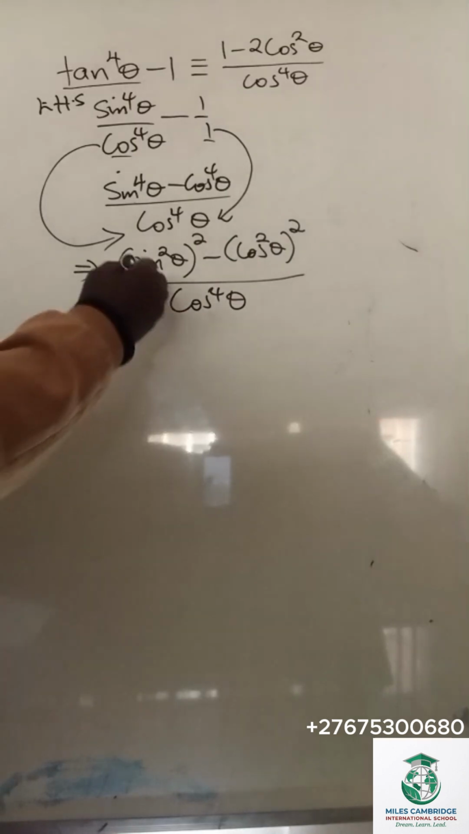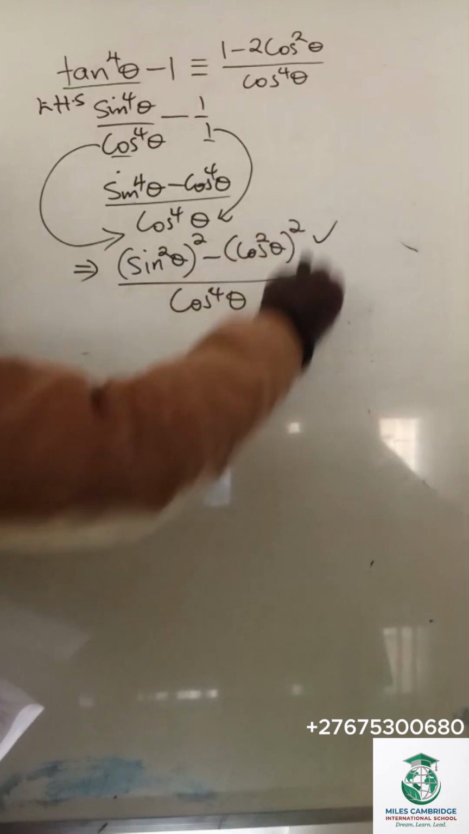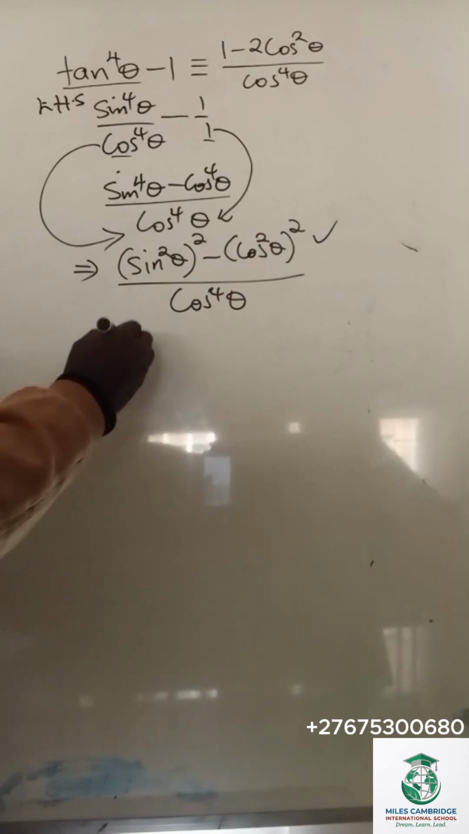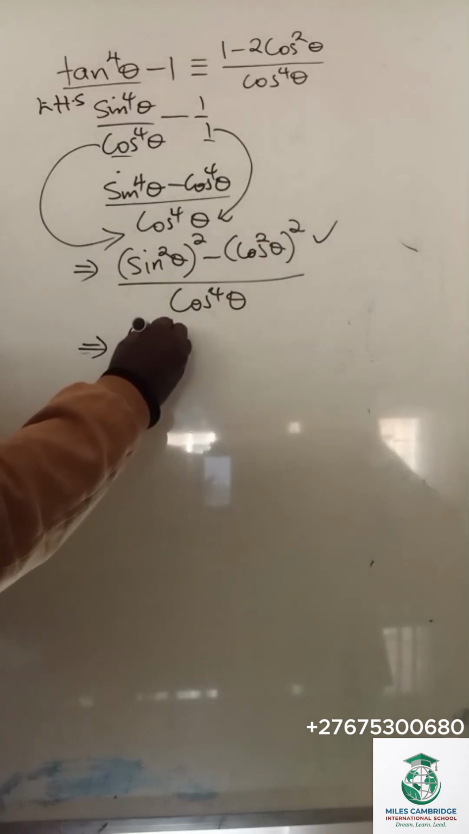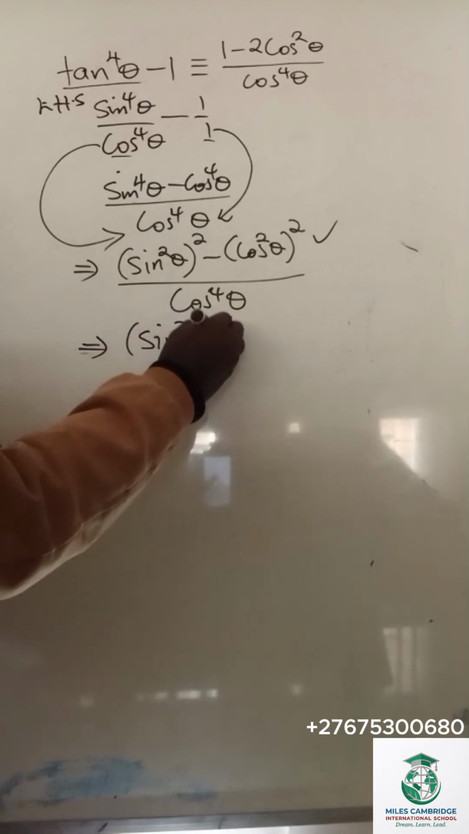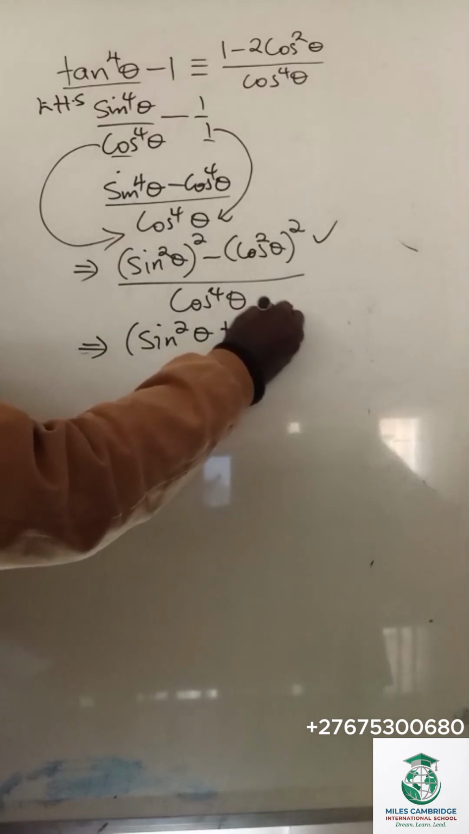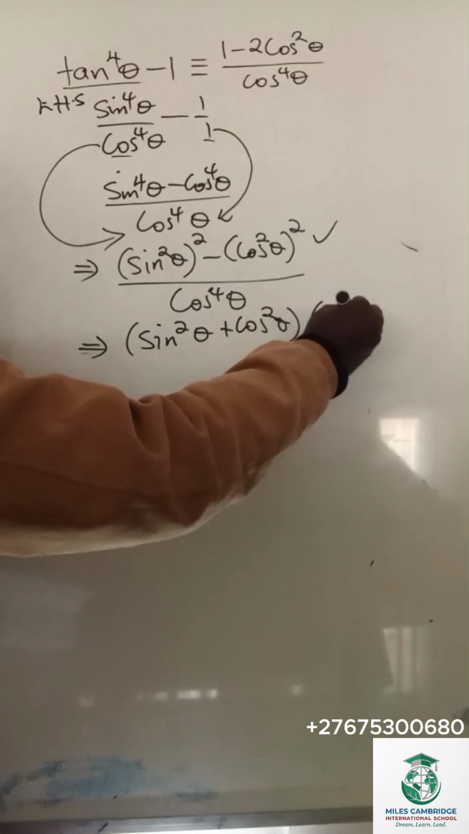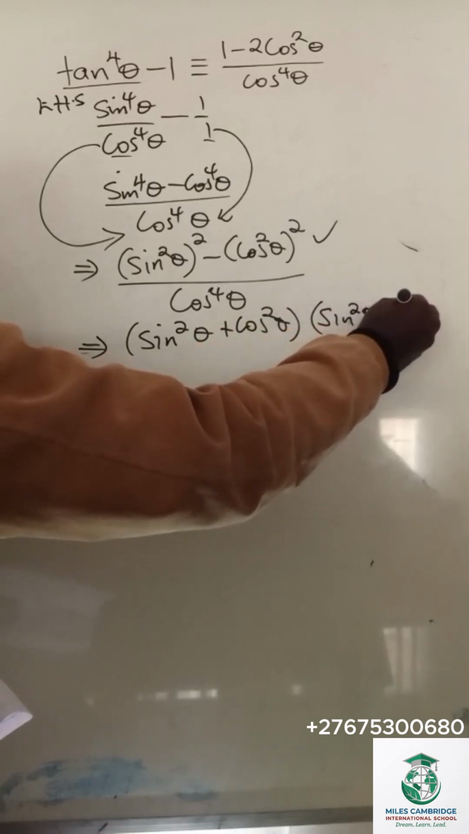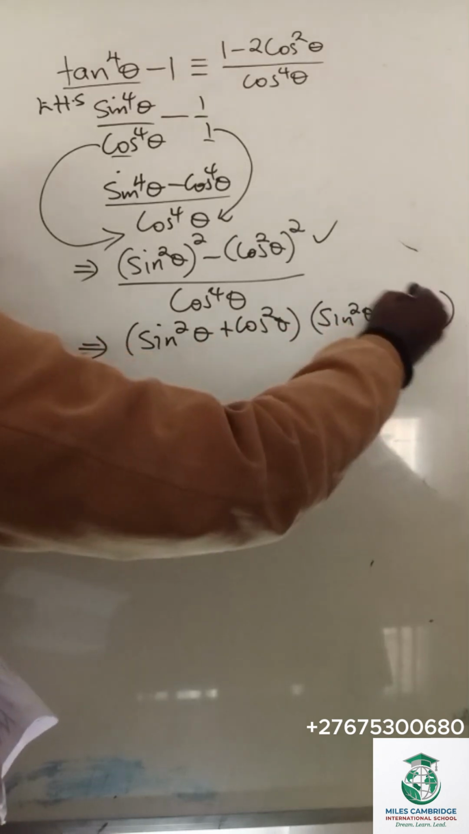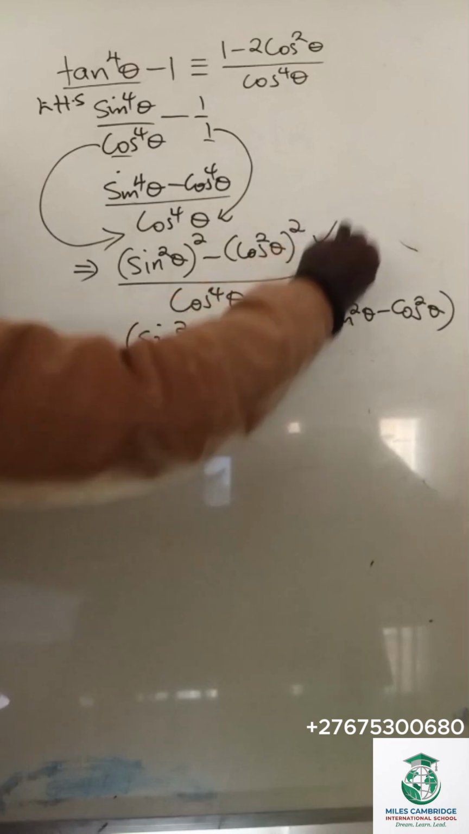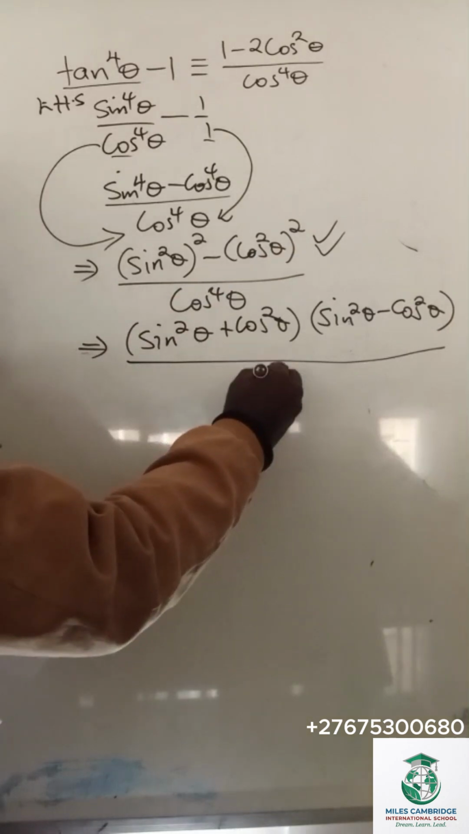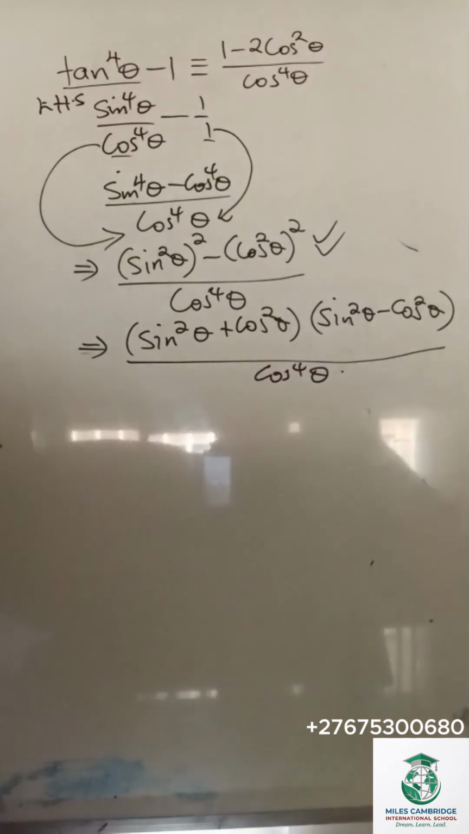Now, what do we have in the numerator? We apply difference of two squares. So when we factorize that, what is it going to give us in the numerator? It's going to give us (sin²θ + cos²θ) multiplied by (sin²θ − cos²θ), using difference of two squares to factorize our numerator there. Then all this is divided by cos⁴θ.